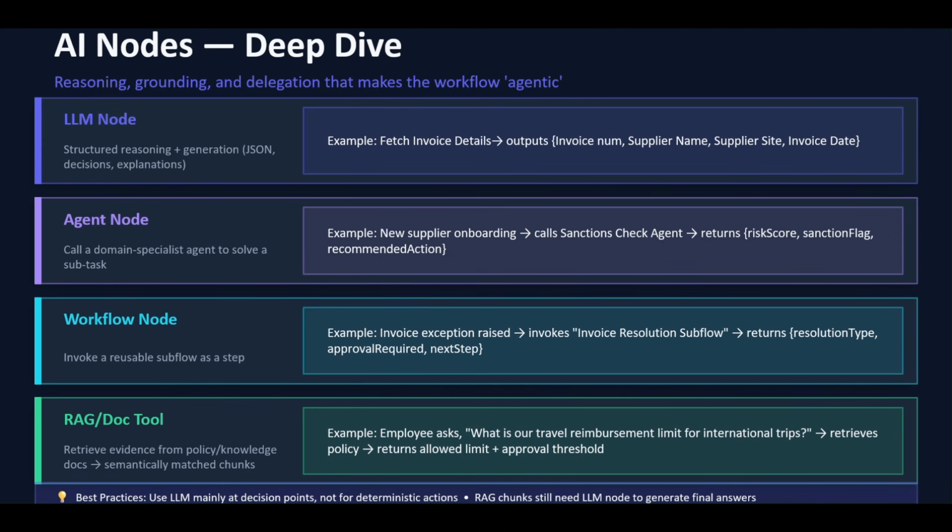Now that's it for the AI nodes. We have covered RAG, LLM, agent node, and the workflow node, and how these are going to work from a workflow agent's perspective. RAG for knowledge, LLM for reasoning and generation of a given structured output, agent for delegation of a specialist task if there is a single task which you want to pass to it, and then workflow node for reusability of your other agent teams which will be doing the task.